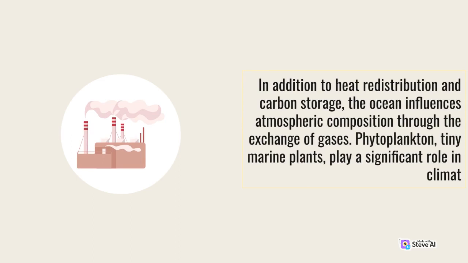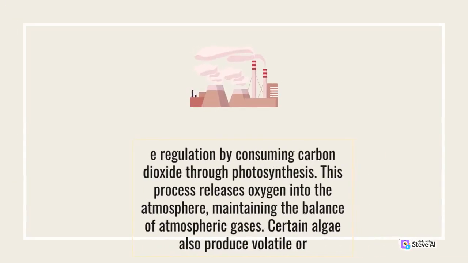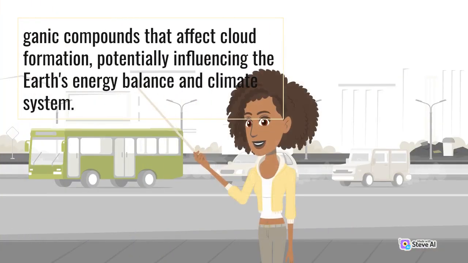Phytoplankton, tiny marine plants, play a significant role in climate regulation by consuming carbon dioxide through photosynthesis. This process releases oxygen into the atmosphere, maintaining the balance of atmospheric gases. Certain algae also produce volatile organic compounds that affect cloud formation, potentially influencing the Earth's energy balance and climate system.